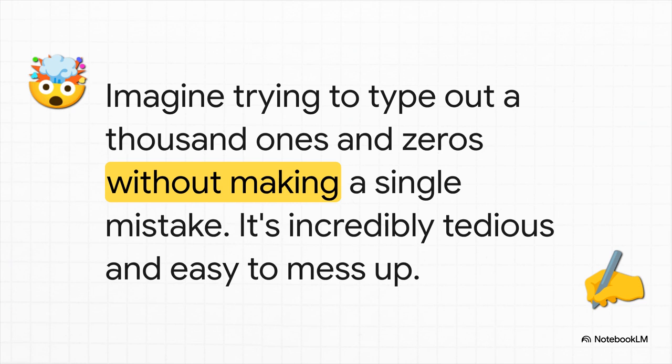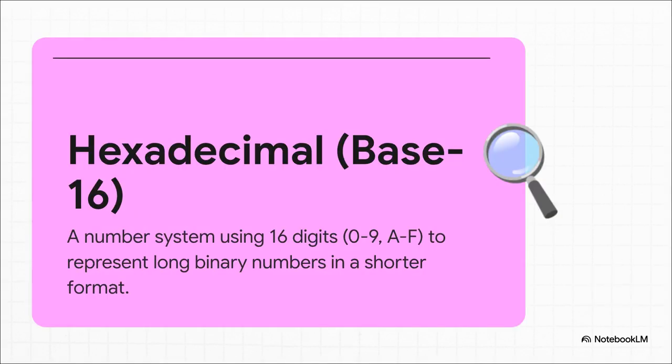Programmers and engineers knew right away they needed a more compact, human-friendly way to write out all this binary data. And the solution they came up with is just brilliant. It's called hexadecimal. It's a base 16 system. So it uses the 10 digits we already know, 0 through 9, and then it just borrows the letters A through F to represent the values 10 through 15. And here's the magic. A single hexadecimal digit can represent a chunk of 4 binary digits perfectly.